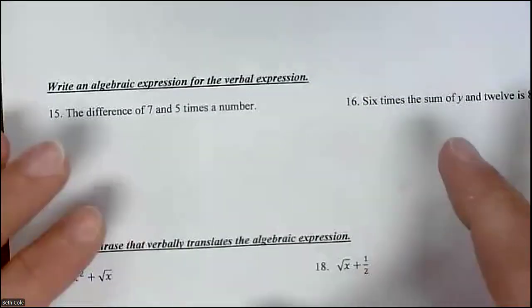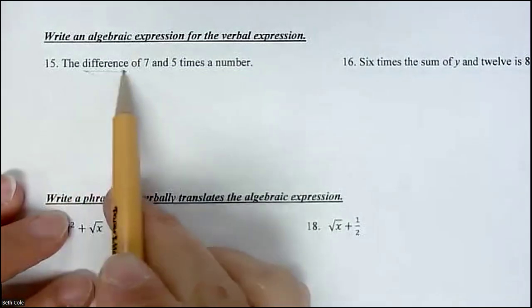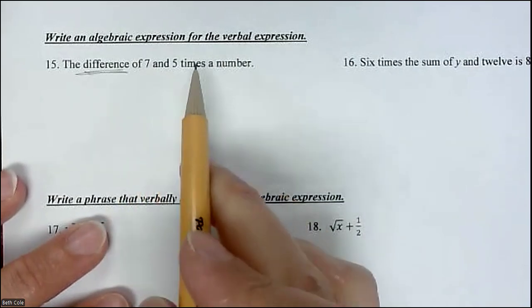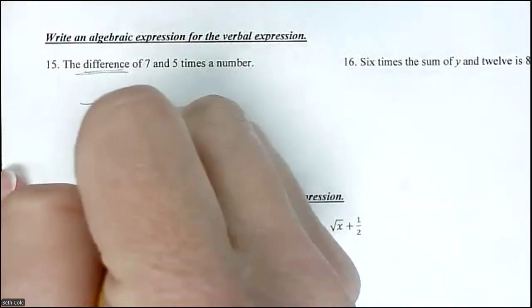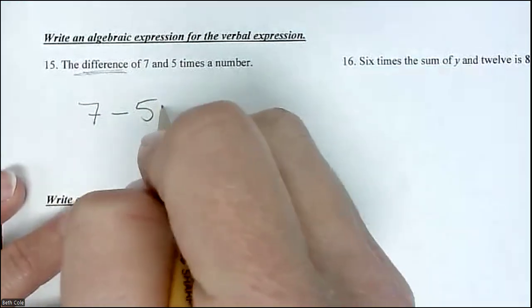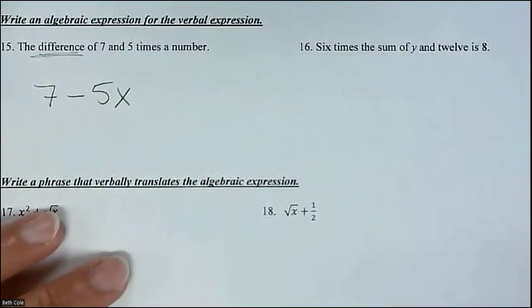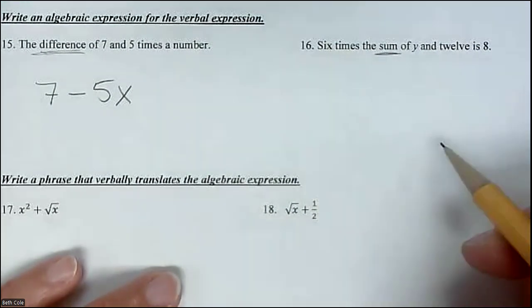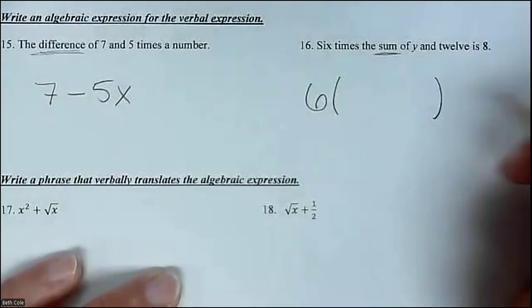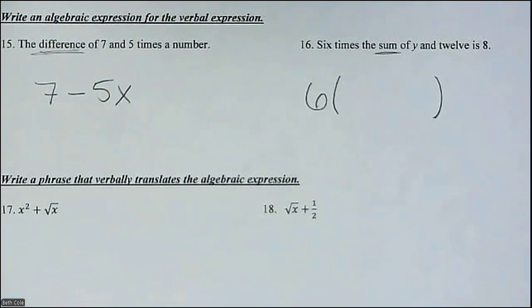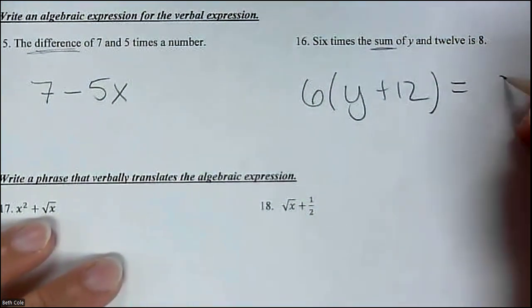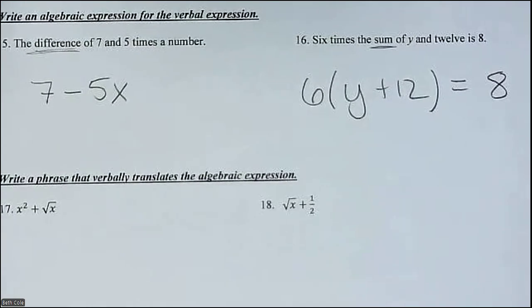All right, now this is the stuff we did last time and what we did our warm-up on. What does difference mean? Minus. All right, so the difference of 7 and 5 times a number. So you would have 7 minus 5x. Good. Nice job. 6 times the sum. What does sum mean? Plus. So you're going to have 6 times, you need a hug there, you need some parentheses, something being added together. So, yep, so y plus 12, and then there's actually some more there, is 8. So equals 8. Perfect.